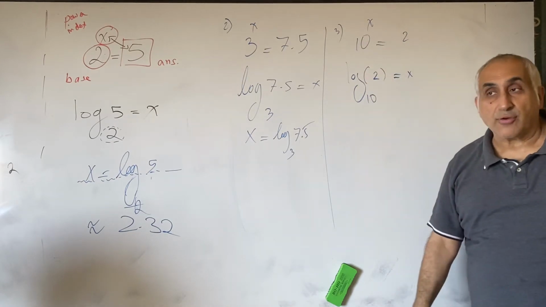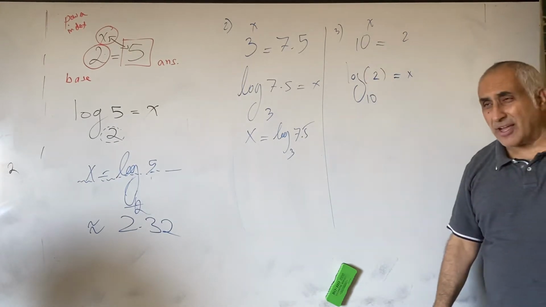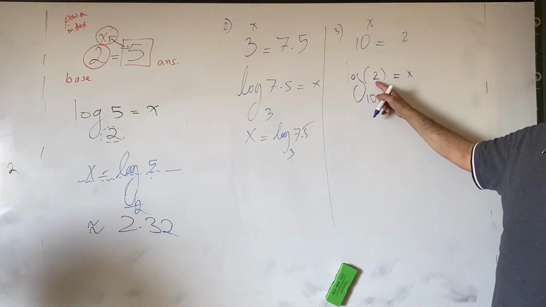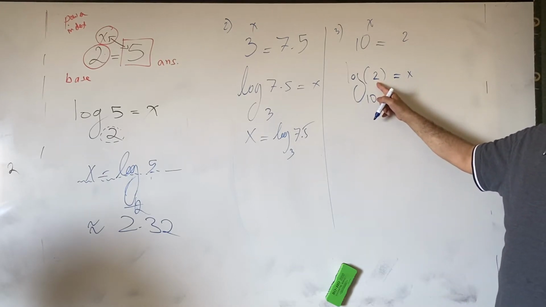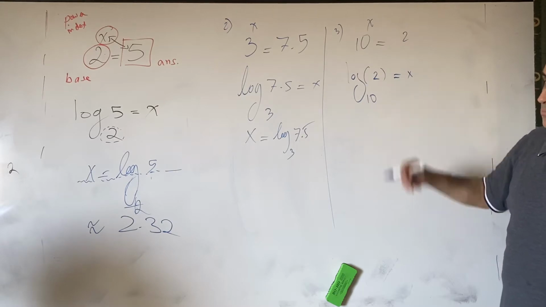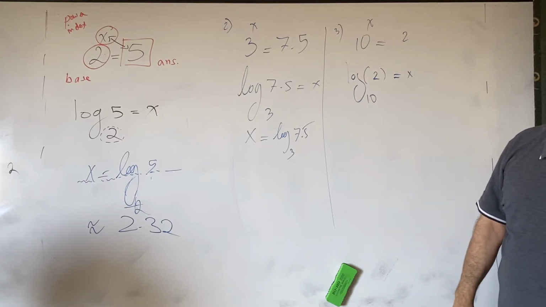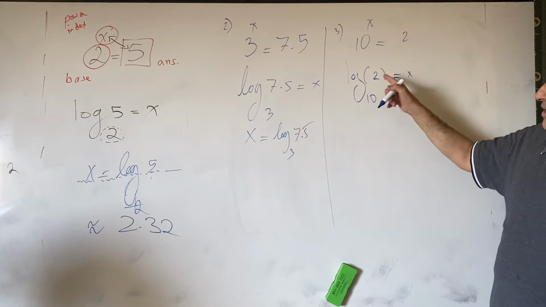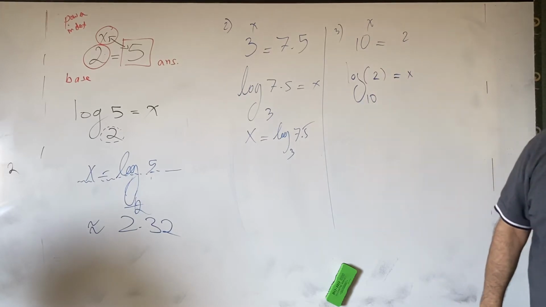Let's stay without the negative for the meantime, because the log is defined only when this number is above 0, as well as this one. All right? So you can have here half, but you cannot have a negative number here. You cannot have a 0.